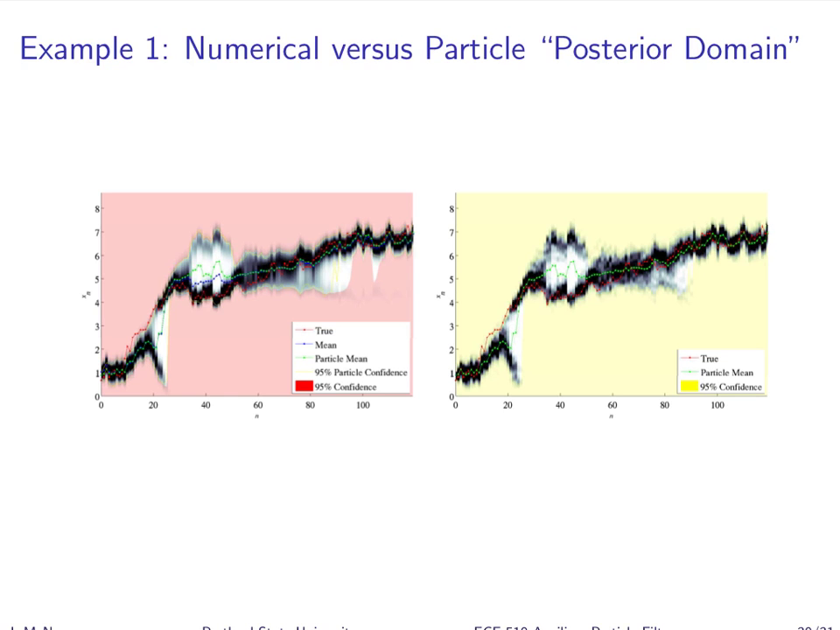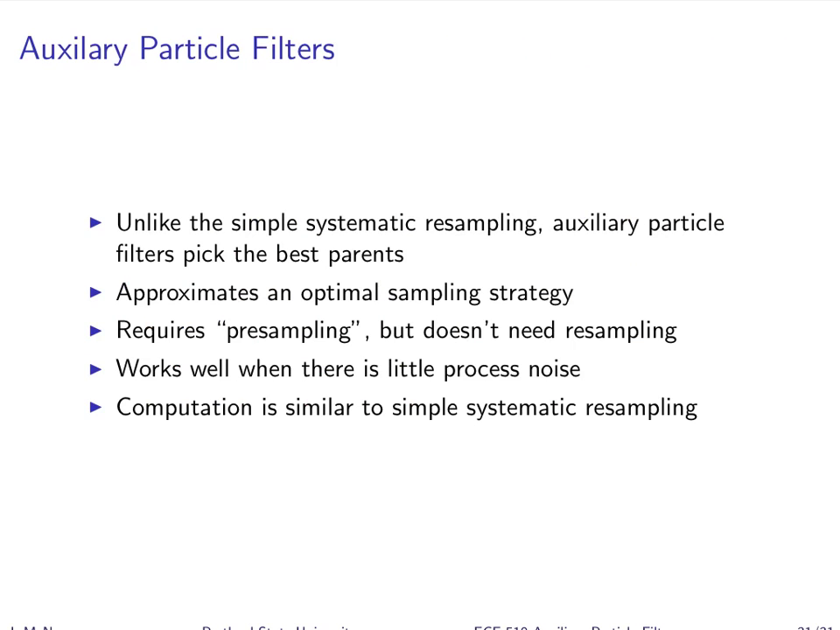So that's auxiliary particle filters. And just as a quick summary, unlike the systematic resampling, these are picking the best parents with this pre-sampling idea. It approximates an optimal sampling strategy. It approximates something that we didn't think we could do, but it does require pre-sampling at every time step. So arguably it uses a lot more computation than if you're setting just a threshold and resampling. It's more analogous to resampling at every time step.